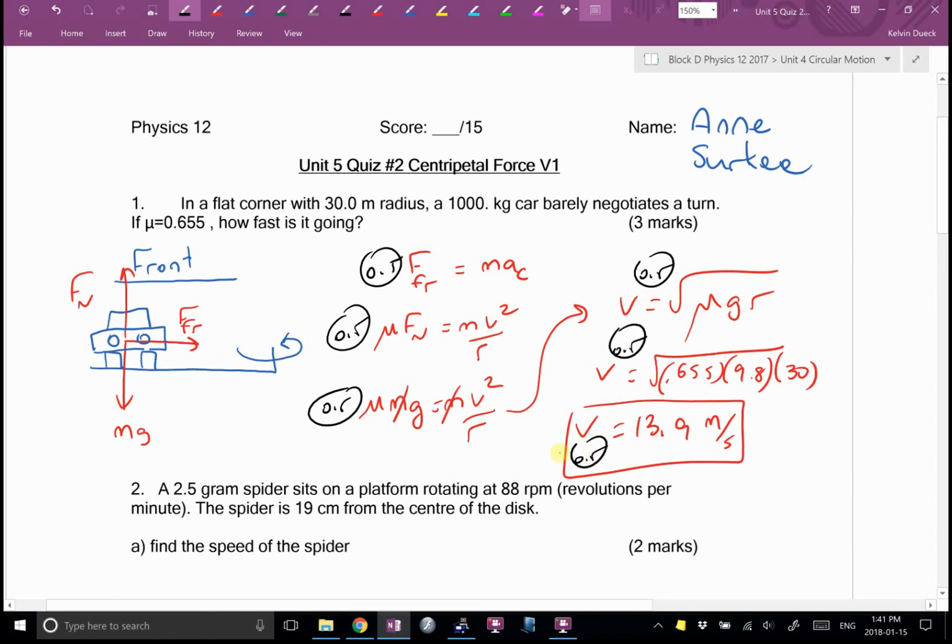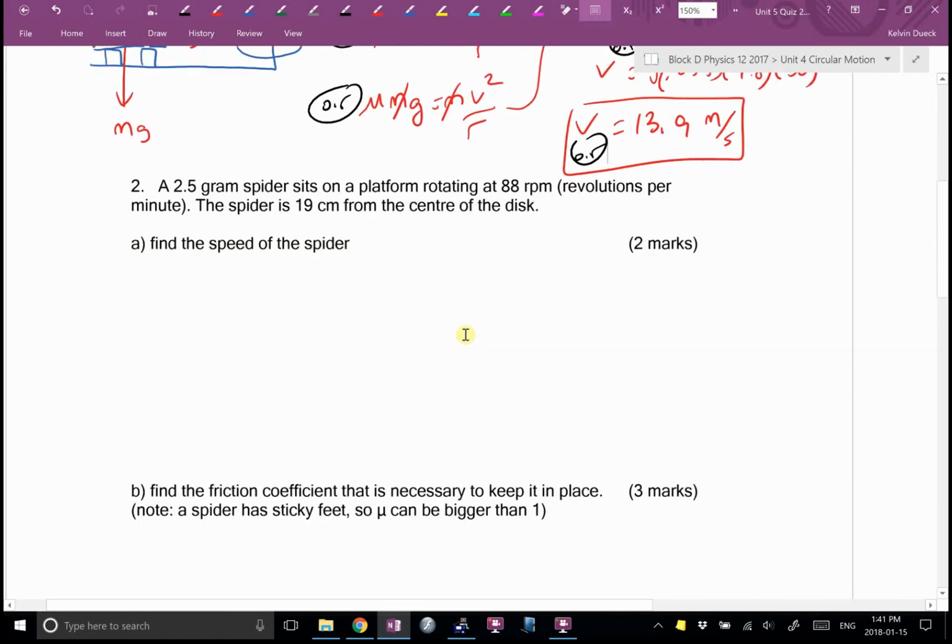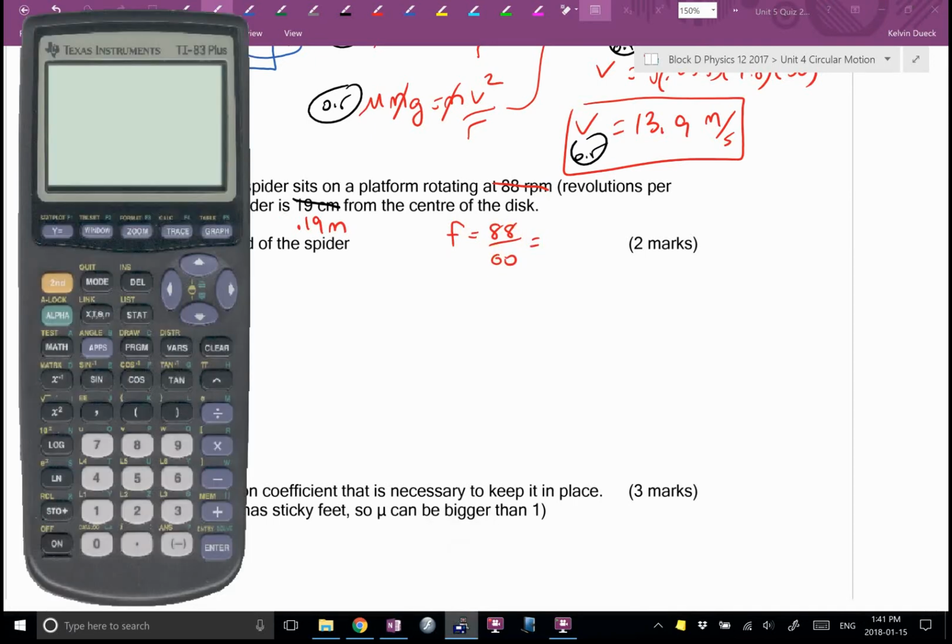Number 2, I took this right from the homework. Nobody asked me this question, and I thought that either means nobody did it, or maybe they all found it pretty easy. First thing that I did is I crossed out the 19 centimeters, and I said, nice try, 0.19 meters. And I crossed out the 88 RPM. Now, that is a frequency, but I said the frequency is going to be 88 divided by 60. To go from revolutions per minute to revolutions per second, you divide by 60. That's the frequency: 1.46 repeating hertz.